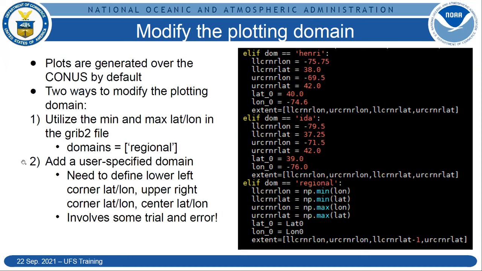The second way to do this, which is what I did for the examples I'm going to show, is you can add a user specified domain. For that, you need to define the lower left, upper right, and center latitude and longitude. And so I did that for both Henri and Ida. Note that this process does involve a little trial and error to get exactly what you want, but I generally just make a simple plotting script which plots maybe one variable, and then it runs very quickly, and then I can easily tell whether or not I need to modify these values at all.